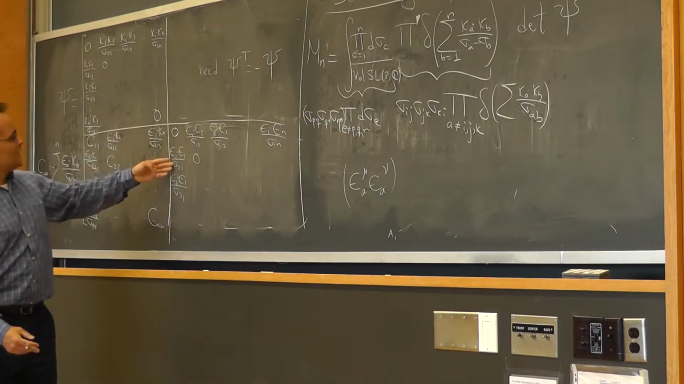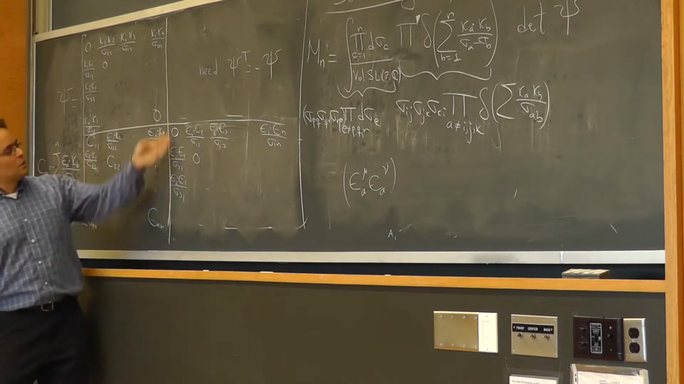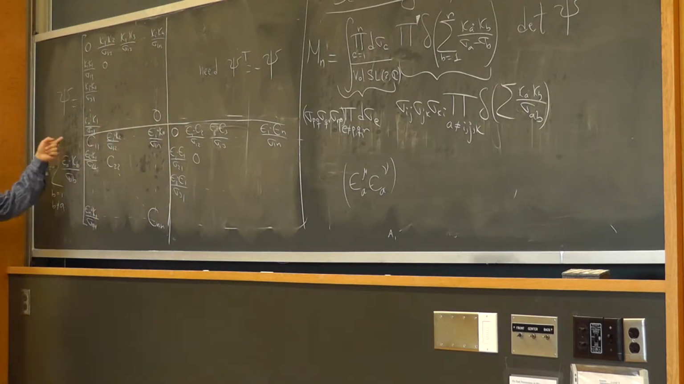Well, if I rescale, say, epsilon 1 by a constant, just to see what the scaling is, what do I get? Well, epsilon 1 appears here, okay? And it appears here. So it appears in one column and one row. So when I rescale, the determinant picks up a factor, a power of the rescaling squared. So my object has precisely degree 2 in each polarization vector. That's good news.